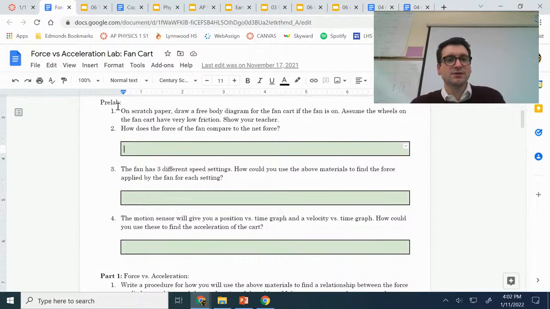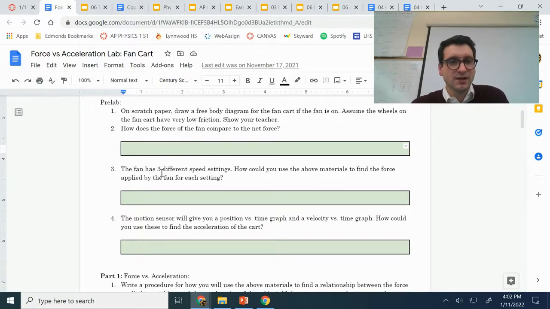The thing you need to do first is the pre-lab. On a scratch paper, draw a free body diagram for the cart if the fan is on. Assume the wheels of the fan have very low friction. By very low friction, I mean no friction. Obviously, if you're watching this, you're probably at home, and so you can't show me that. But that's okay. The next question says, how does the force of the fan compare to the net force? Again, remember that net force means the total force. So it's asking, how does the force of the fan compare to the total force? Again, there's no friction, so keep that in mind as you answer this question.